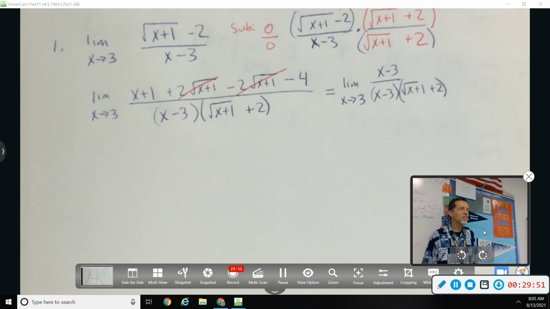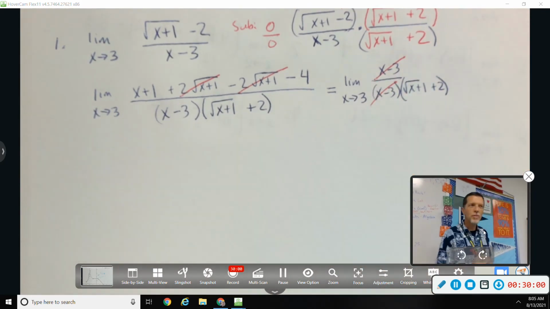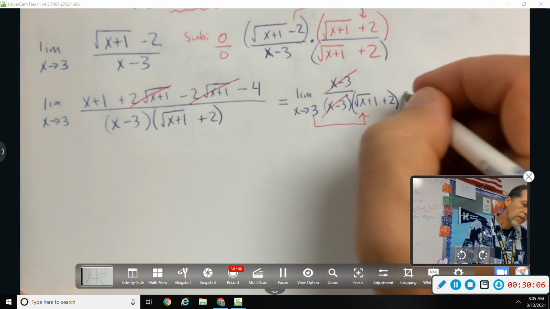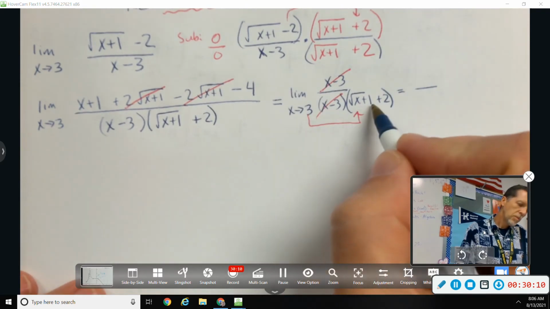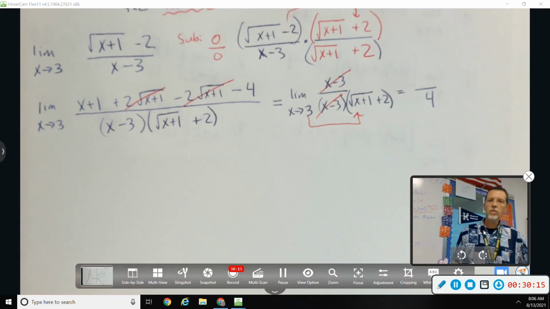Algebra tricks. Well, what do we get to do now, though? We can cancel the x minus 3's, and that means we won't get a 0 in the bottom when we plug 3 in. So I'm still going to substitute, but I'm going to get something that works now. So 3 plus 1 is 4, square root of that is 2, plus 2 is 4.